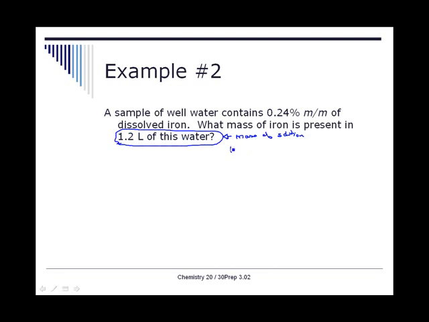And because we're working with water, we know that the density of water is equal to 1 gram per milliliter. So once we figure out how many milliliters we have, since we have 1.2 liters, this is the same as 1200 milliliters, which means we have 1200 grams of H2O of solution. And so it's important to make sure you get those units converted from liters to grams.